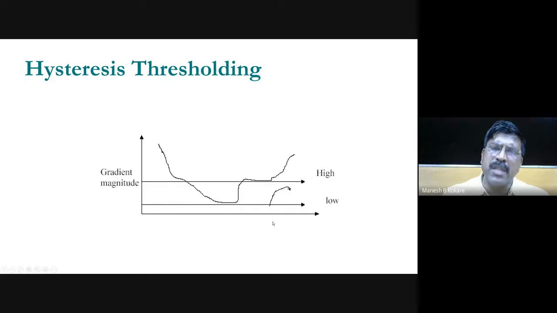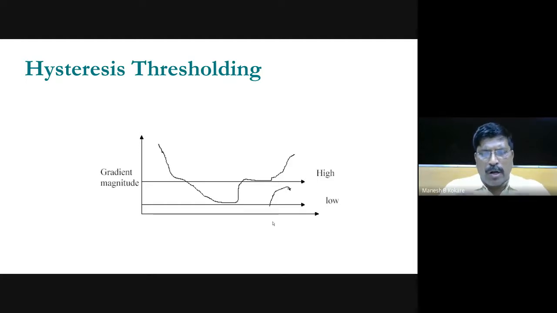Hysteresis thresholding is used because sometimes there may be a break in an edge, where some of the pixels are missing. For example, the edge is like this and the center pixel is missing, so we have to fill that gap.